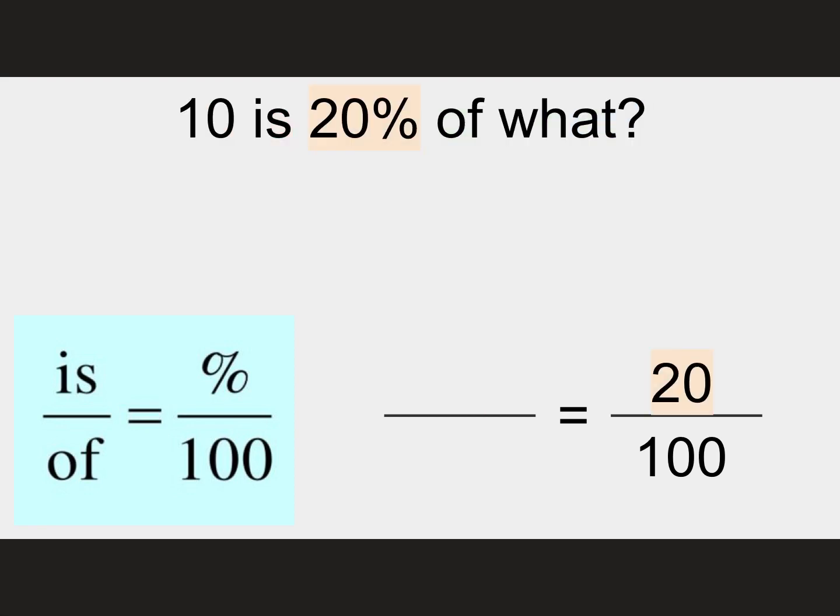All right, so again, we're going to do one more example where we are now finding the of. We found the is, we found a percentage. Now we're going to find this missing part. So we have is over of equals percent over 100. 10 is 20% of what? Well, we know the percentage is 20, so it's already there. 10 is, well, where would that go? 10 is, so we're going to put 10 here. Of what? We don't know what this is, so we'll use x again and call it x.